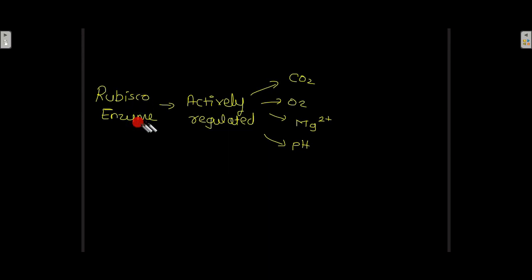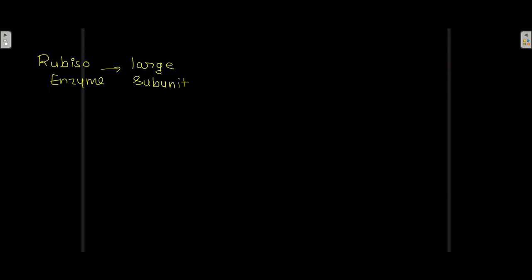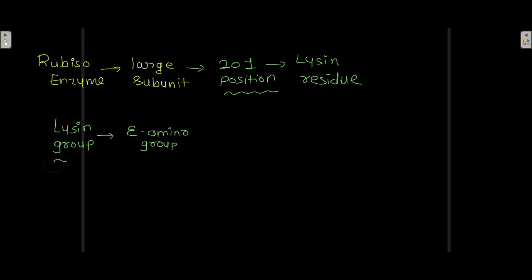The RuBisco enzyme is actively regulated by carbon dioxide, oxygen, Mg2+, and pH. Okay, these are the factors that actively regulate the RuBisco enzyme. pH 8 is the optimum pH for the activity of the RuBisco enzyme. Now this RuBisco enzyme has a large subunit. At the 201 position of this large subunit there is a lysine residue. Now this lysine group has an epsilon amino group.